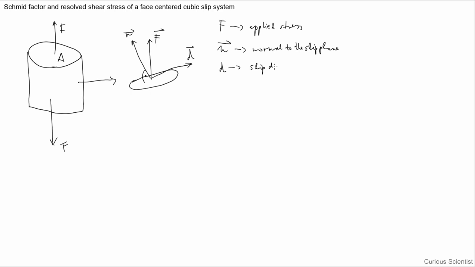So this N is basically this 1-1-1 family, and then this D is also a vector, a three component vector, from the 1-1-0 family. And then the applied stress is also a vector and can be anything, but in our case we will be using, let's say, 1-0-0, it's a direction.